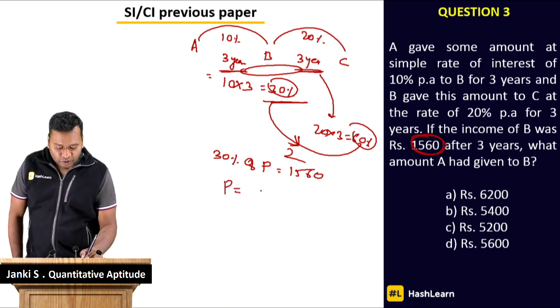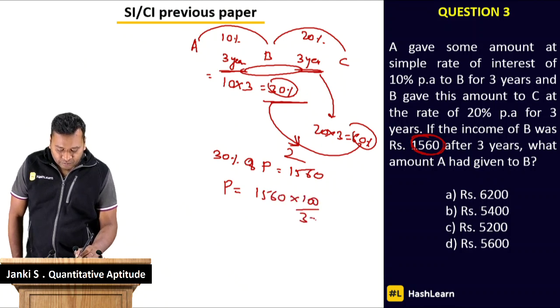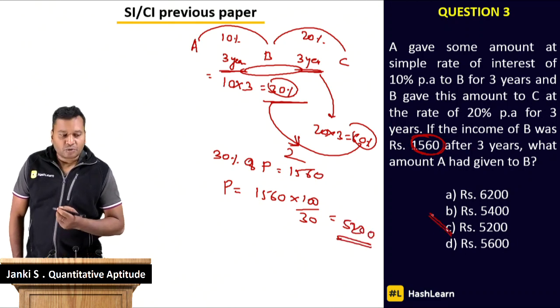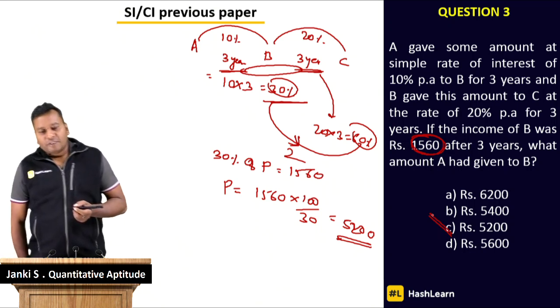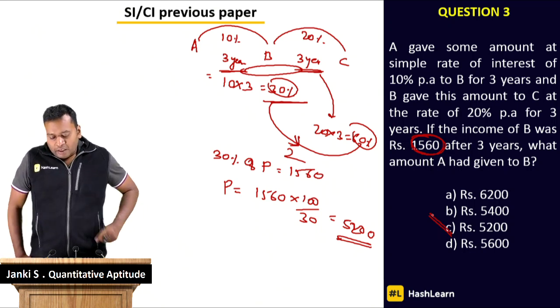So principal value is how much? 1560 into 100 by 30, right? So that's nothing but 5200, मेरा वैल्यू हो जाएगा 5200 इस केस में, राइट. सो वैल्यू इज 5200, राइट.